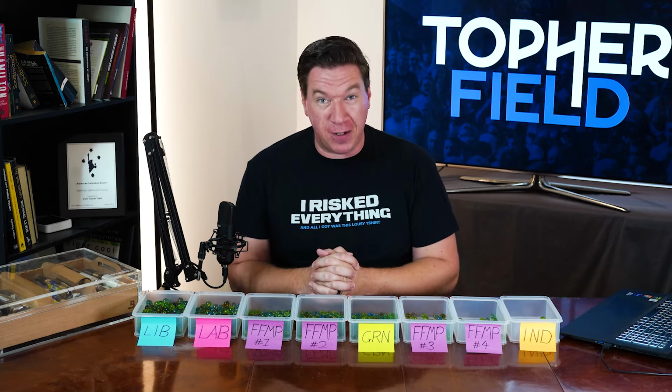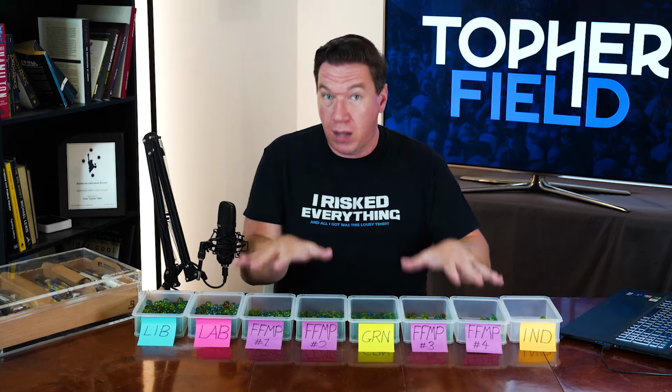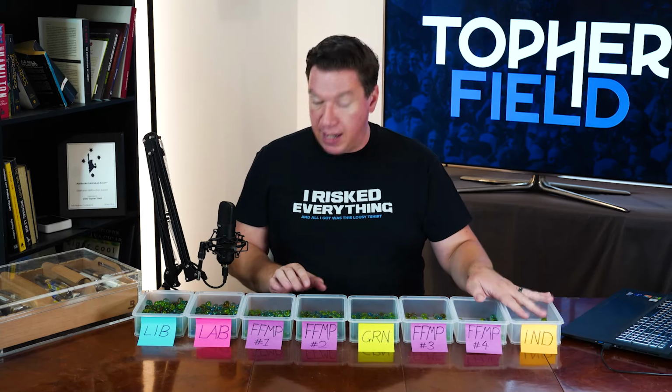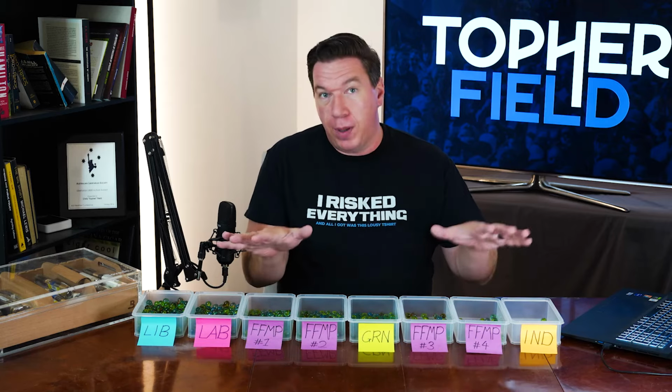So my name's Topher Field, this is my replacement video, there will be an authorisation at the end, and I'm going to show you how preferential voting works in the Australian system, first in the lower house, then in the Senate. Let's get started.